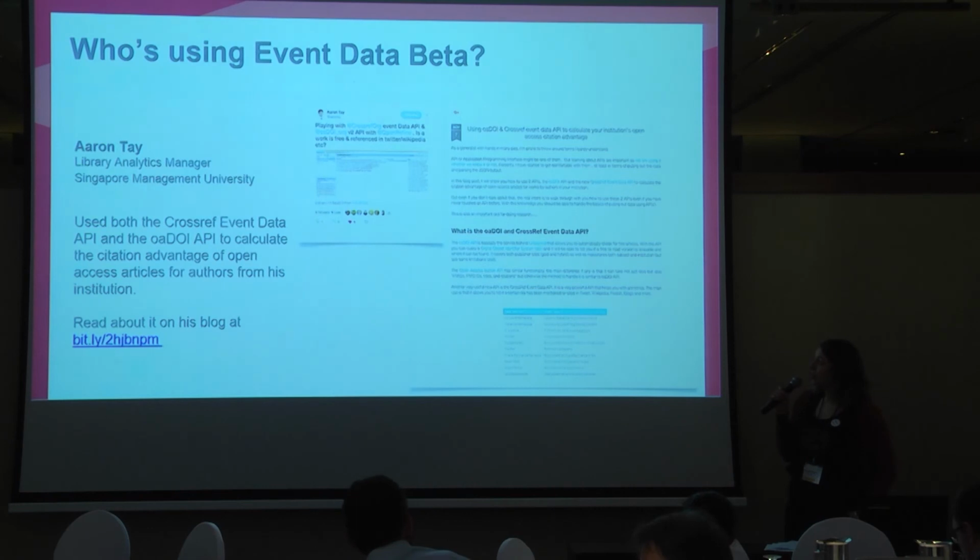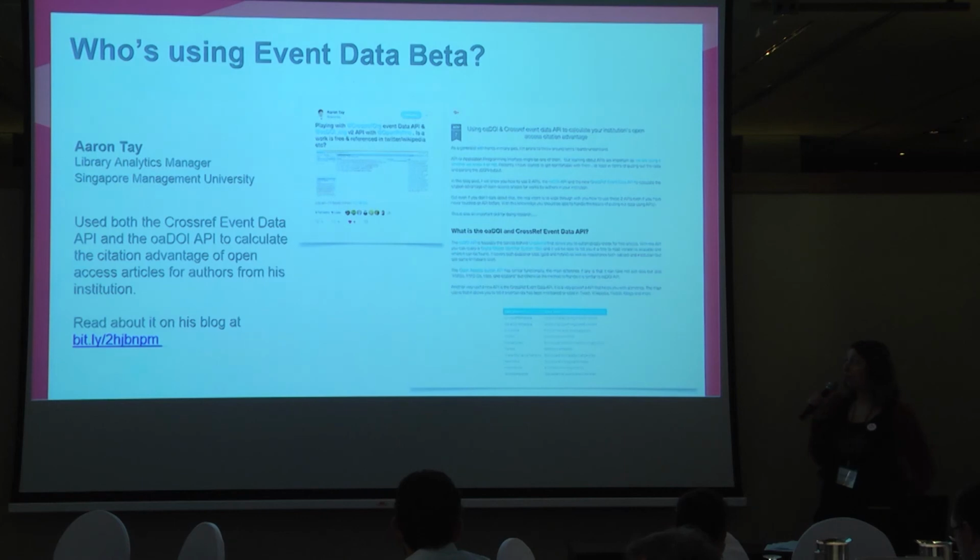He used the Crossref Event Data API and the OADOI API to calculate the citation advantage of open access articles. He did it as a little how-to project and did a full review in his blog and provided really, really good steps for any other librarians out there who are perhaps less comfortable using JSON or using APIs, just to give them a step-by-step guide of how you can integrate with a REST API, because both are REST APIs.